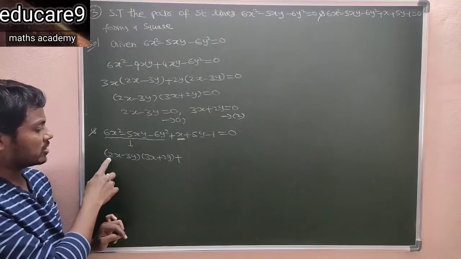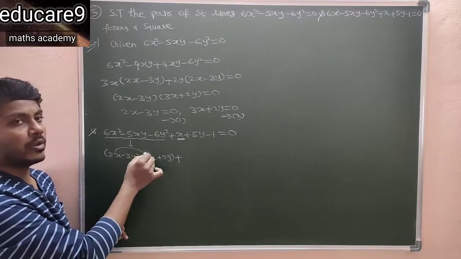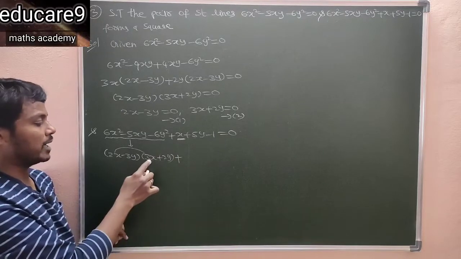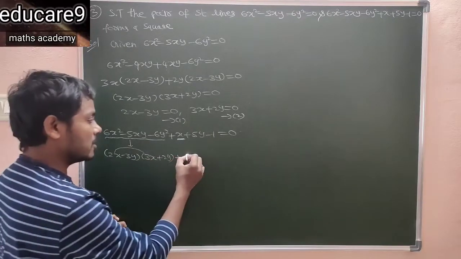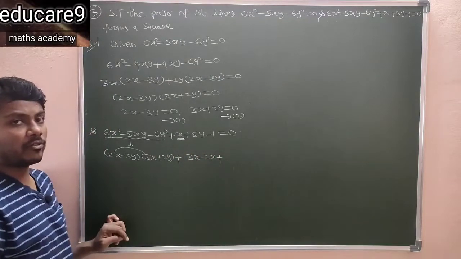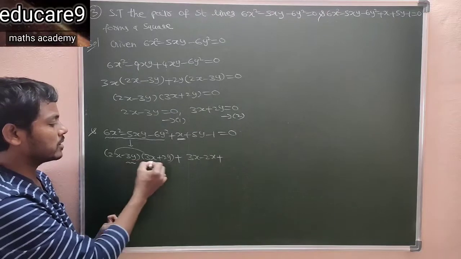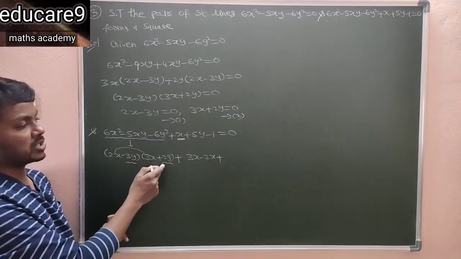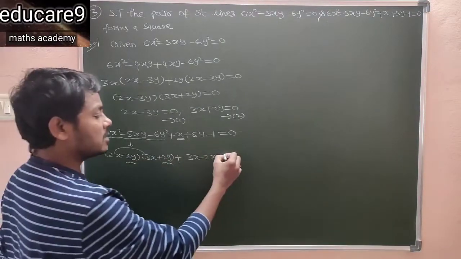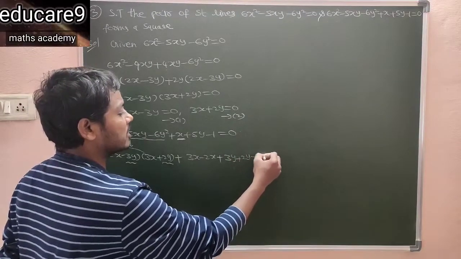So what are the x values here? 2x, 3x. Using these two, we have to write x. How to write 3x minus 2x? Next, you need to write 5y. How to write 5y? See here, what are the items? Minus 3y plus 2y. So this can be written as 3y plus 2y, that is 5y, minus 1 is equal to 0.